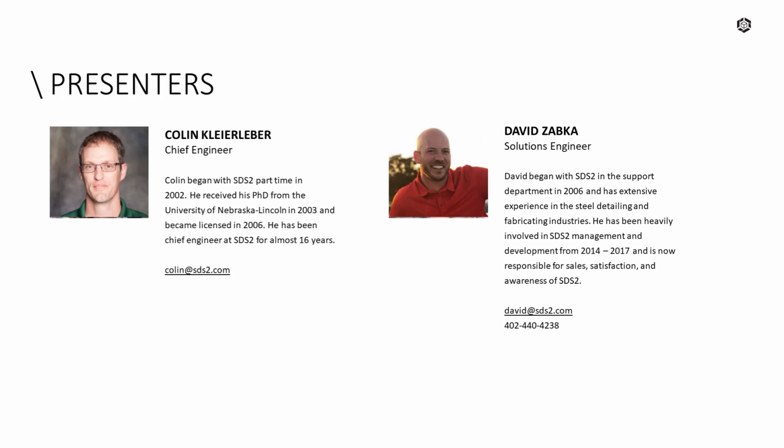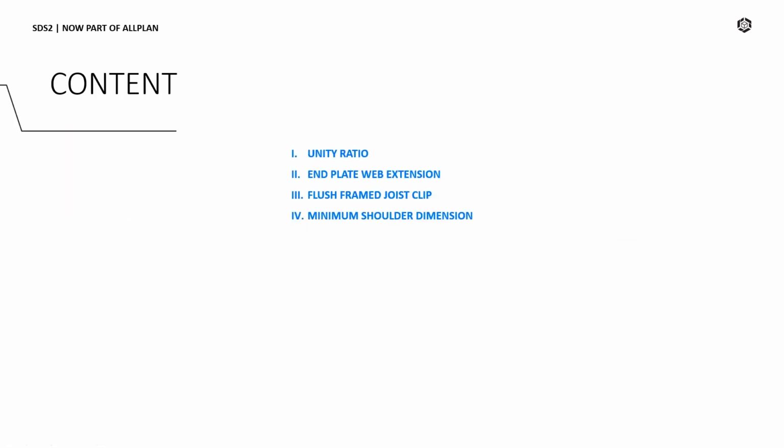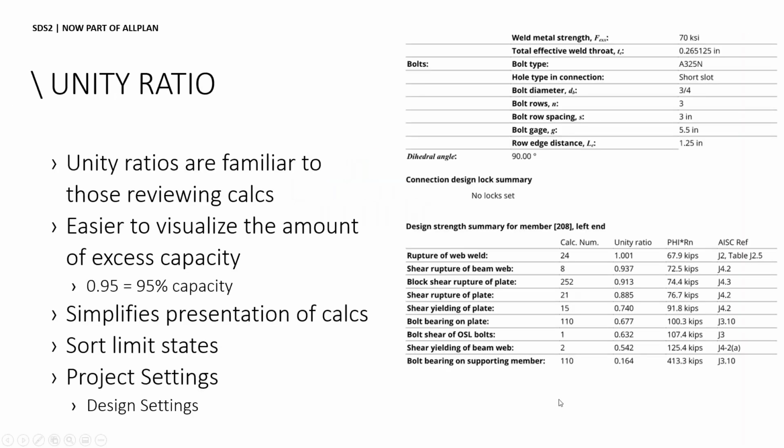So our content today. So we've got four kind of main topics here. First one is unity ratios in our design calculations and a couple other formatting things that we updated to make a little bit more sense within there. We'll cover end plate web extensions. We'll look at flush frame joist clip angles, and we've added a new minimum dimension for gusset plates. We called it the shoulder dimension, and we'll have a look at what that looks like here shortly. So quick rundown of these a little bit more in depth before we show you what they look like in SDS2.